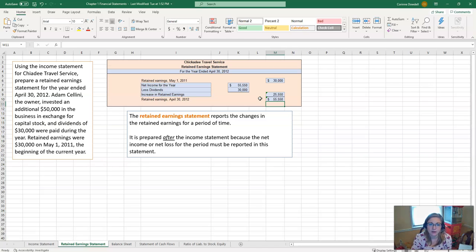Now, you might look at this and go, oh, the retained earnings is equal to the net income. It's not always like that. It just happens to be for this example that the two tie in together. It's usually not going to be that way. It's just the numbers that they gave us here. Okay? So that is your retained earnings statement.